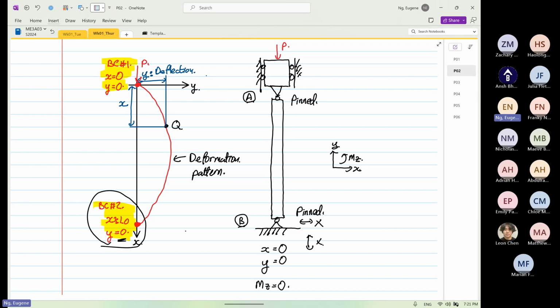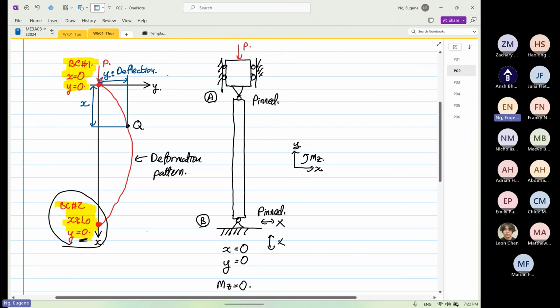So Julia, quick question for you. If I remove the pin at point A, what will happen to B? What will happen to the whole structure? Or anyone? Okay, if I remove the fixer, B remains the same, but what will happen to the structure? Will the structure still stay vertical? Yeah, Chloe, you're right. It will fall over.